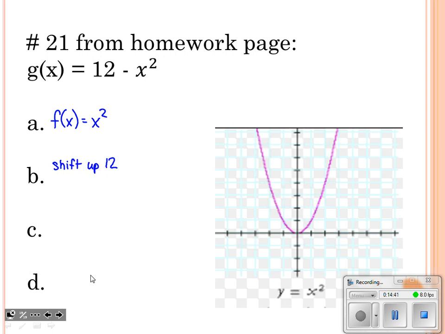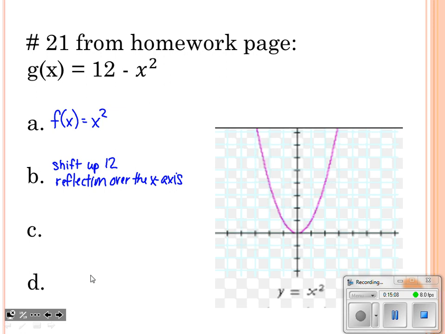Then there's also that negative out in front of the parent function part. So that negative out in front of your parent function is going to be a reflection over the x-axis. Okay, so it's going to do both of these things. We're going to reflect over the x, and then we're also going to shift up.